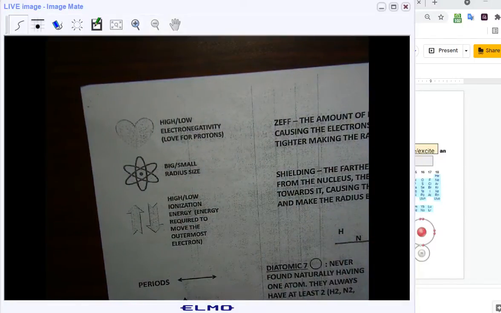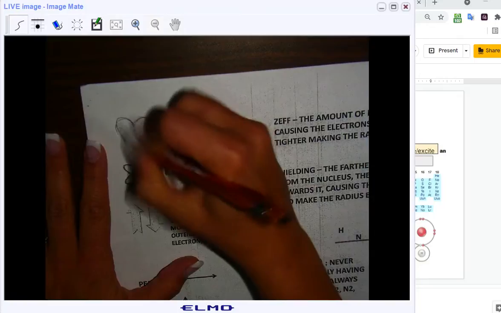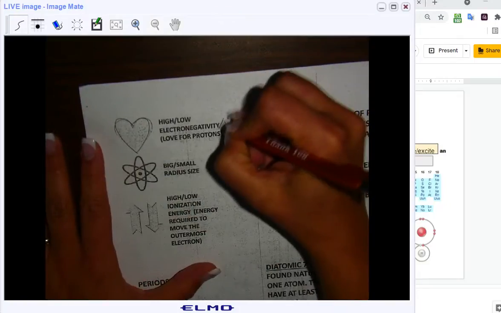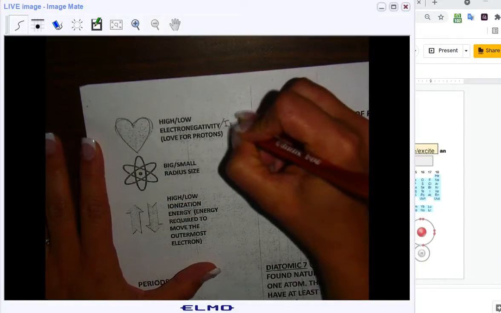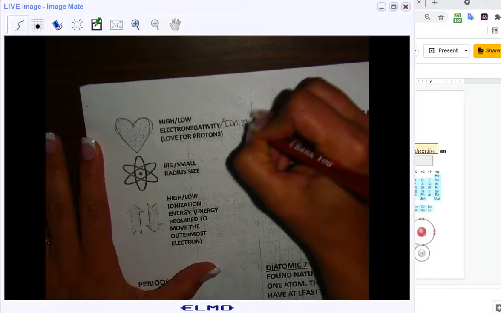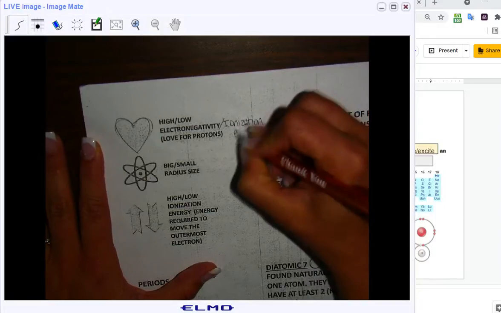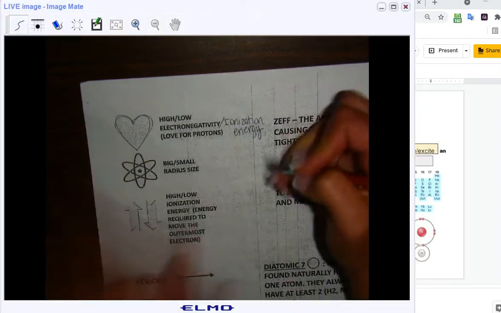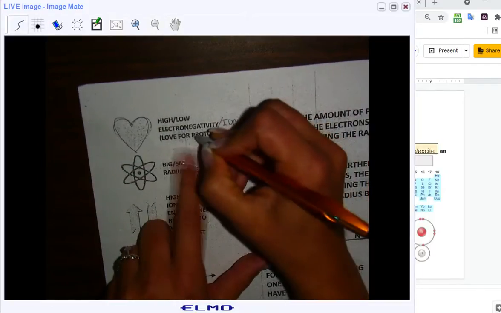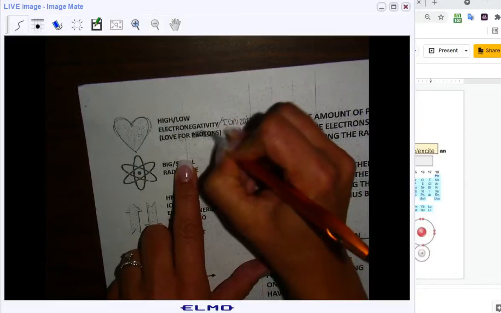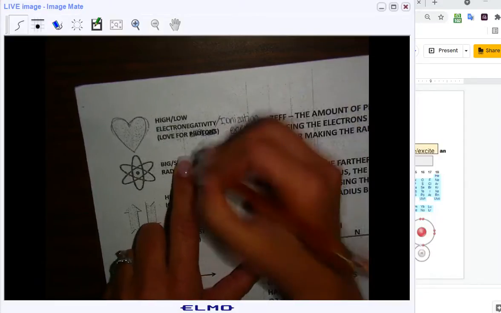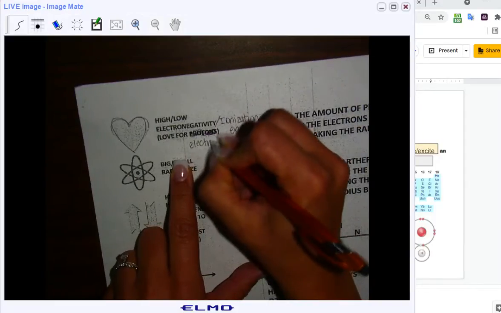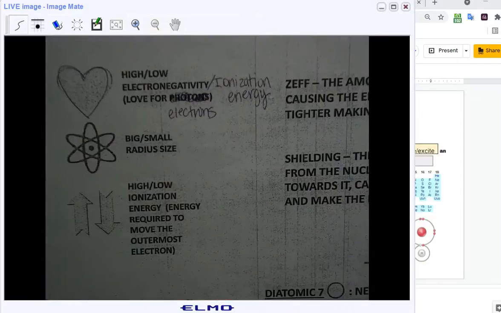So the heart is talking about your electronegativity. It also is talking about your ionization energy. If you want to add that, it might help. Okay, those are those trends. Electronegativity is your love for, you should not say protons. I just caught that today. You should say electrons. Okay. So it's how much your atom loves its electrons. Okay, that's what we're kind of looking for.